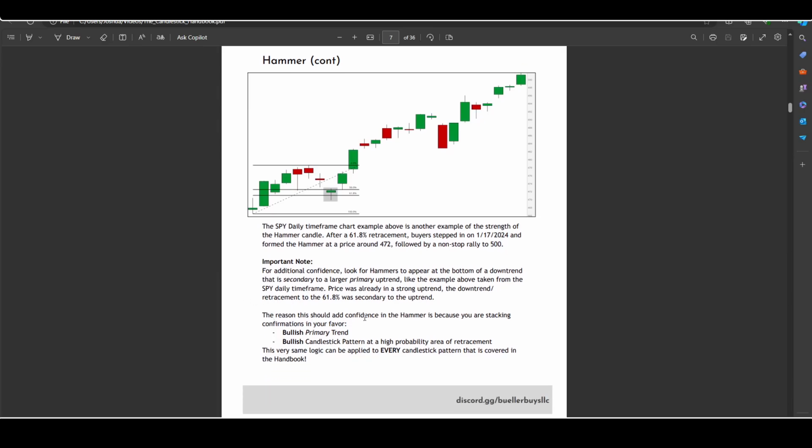The reason this should add confidence in the hammer is because you are stacking confirmations in your favor. We are in an uptrend, and then a bullish candlestick pops up at a probability of retracement. This is the very same logic that can be applied to every candlestick pattern that is covered in this handbook. So it's not just this candlestick, it's not just for uptrends. You can use this for bearish candlesticks to the downside. You can use this for any candlestick pattern that pops up here, because some people are going to be like, well, isn't this also a morning star?